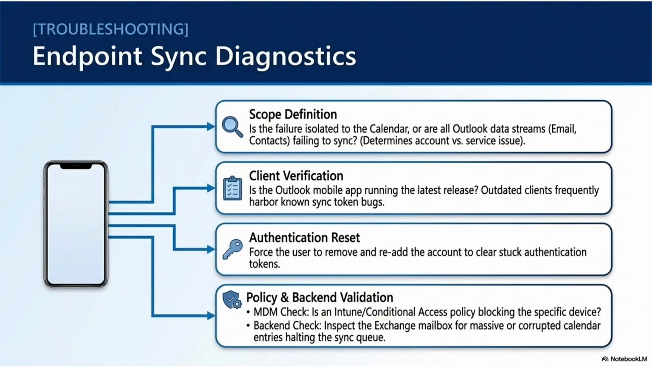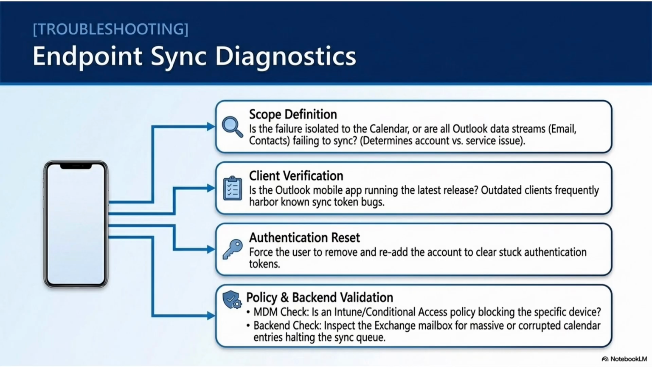Number 11. Endpoint sync diagnostic. That comes under the troubleshooting category. Our next scenario is about mobile sync issues, something almost every organization deals with. Start with the scope definition. Is the failure isolated to just the calendar, or are all Outlook data streams failing, meaning email, contacts, everything? This tells you if it is an account-specific issue or a wider service issue.